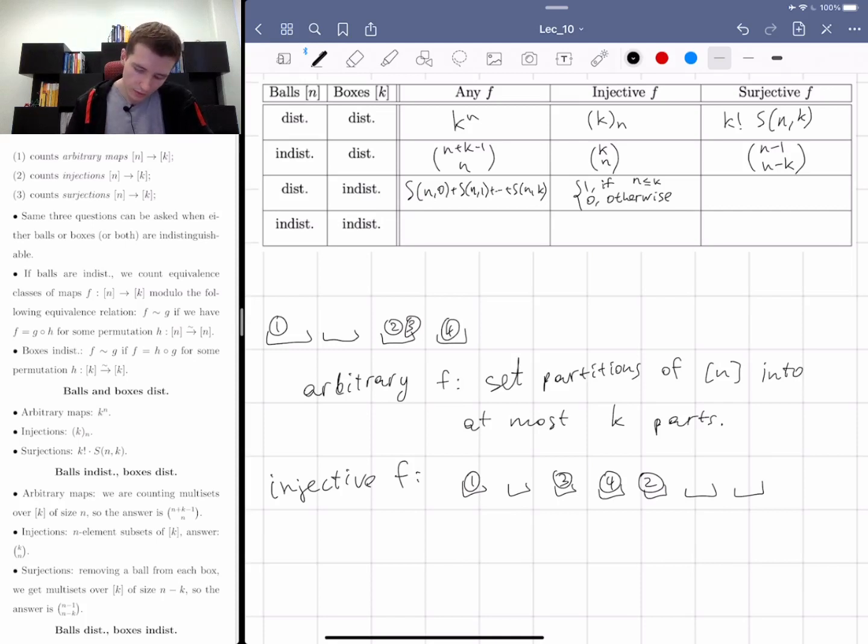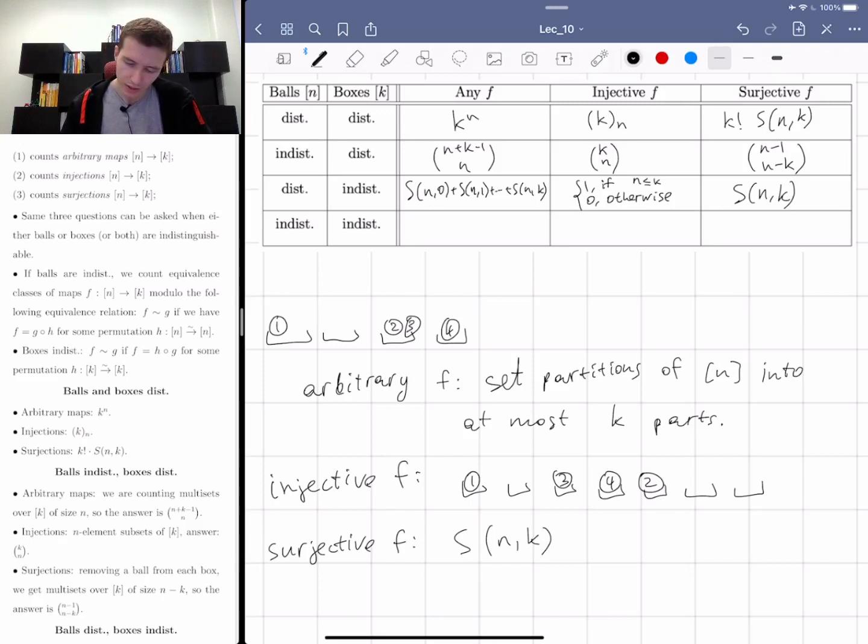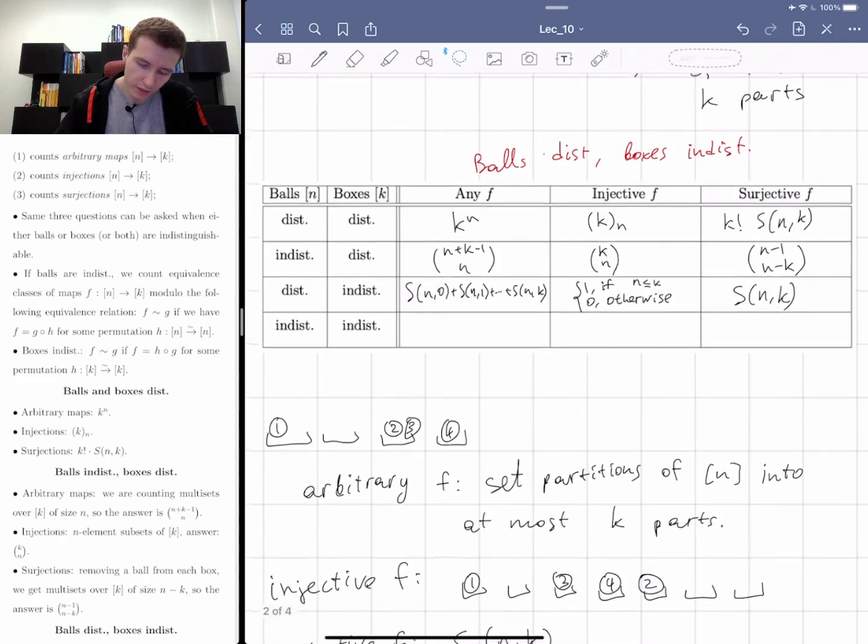And finally, for surjective f, what you do is you must put at least one ball in each box. So you get exactly k non-empty blocks, which are disjoint. So this is just the Stirling number. Yeah, so that's row 3.